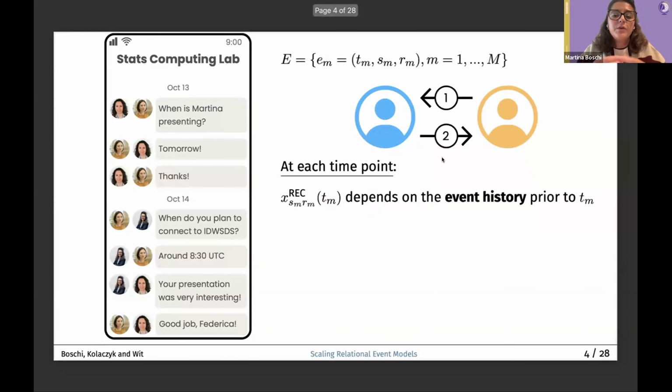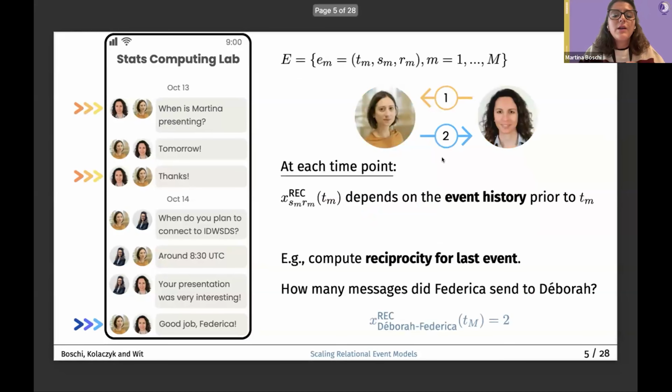Now, let's say that we want to explain these events as the result of a reciprocation. So we want to understand the tendency to reciprocate messages sent in a chat. And so for each time point, we have to compute this value that depends on the previous history of events. Now, let's say that we do that for the last event. The last event in this case is a message from Deborah to Federica, and we want to understand how many messages Federica did send to Deborah before. This number is equal to 2.